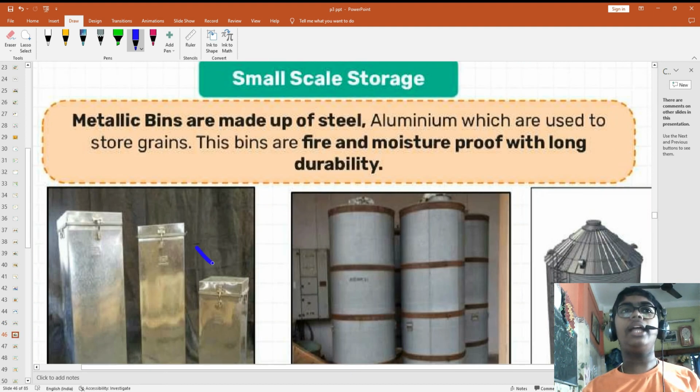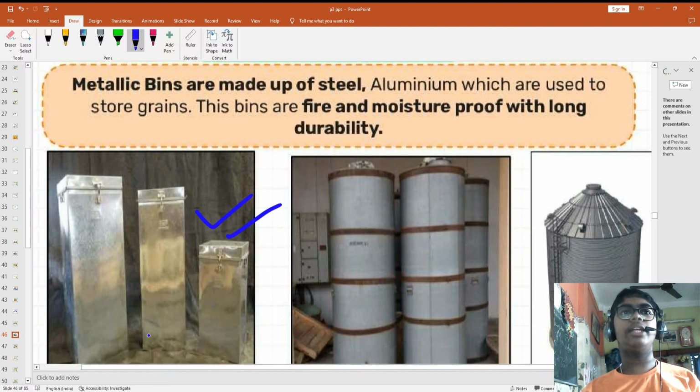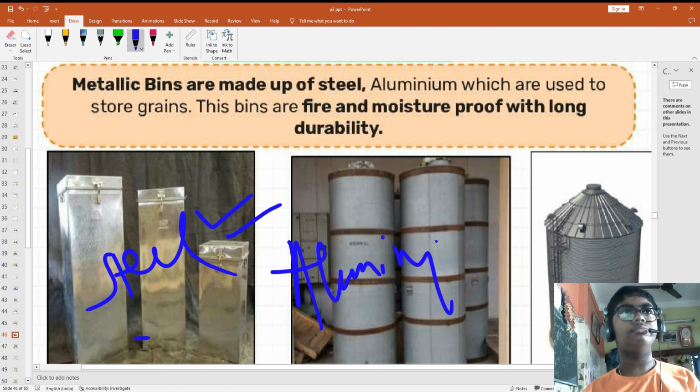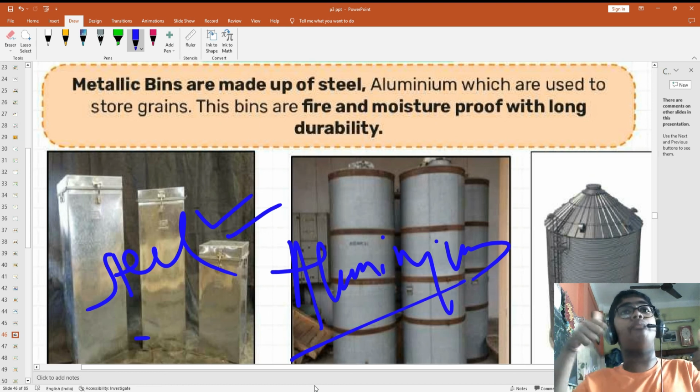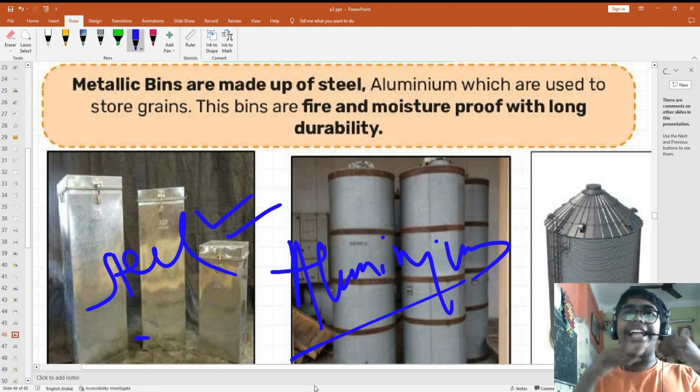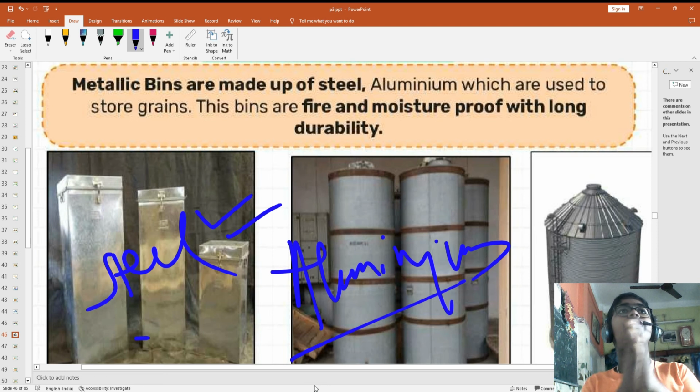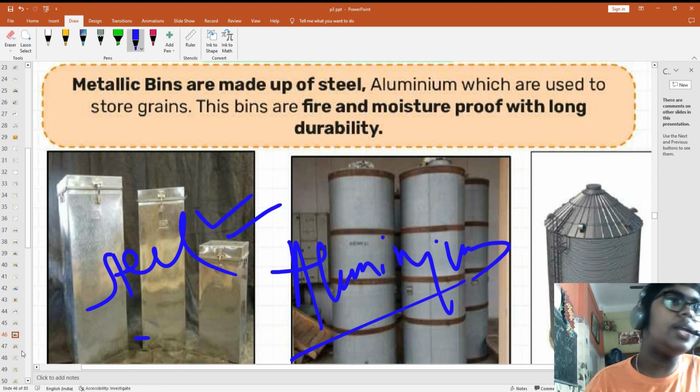स्मॉल स्केल स्टोरेज कैन बी लाइक दिस metallic bins. See these metallic bins, right? They are made of steel or aluminum. They are used for storing the grains. What are they? They are fire and moisture proof. These bins should be fire and moisture proof with long durability. Same for the silos also. Silos should also be fire and moisture proof. Like that, metallic bins which are made up of steel, aluminum are used to store grains. These bins are fire and moisture proof with long durability, और बहुत ज्यादा ड्यूरेबिलिटी होता है.